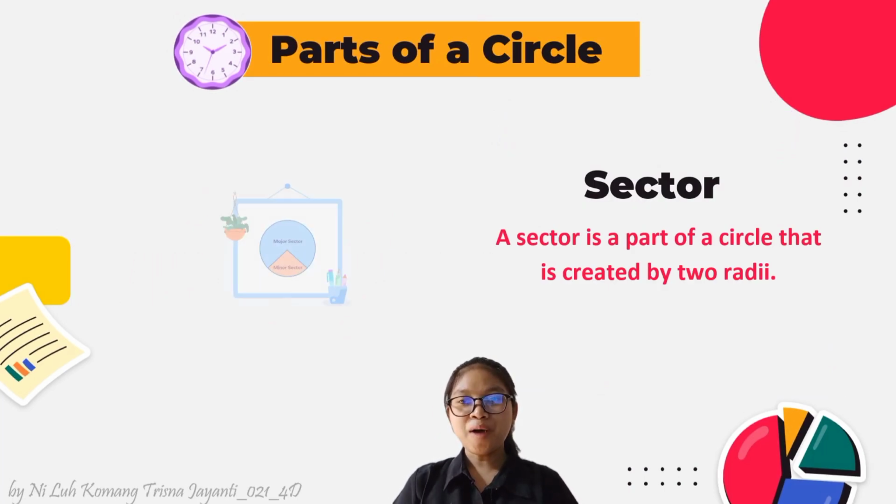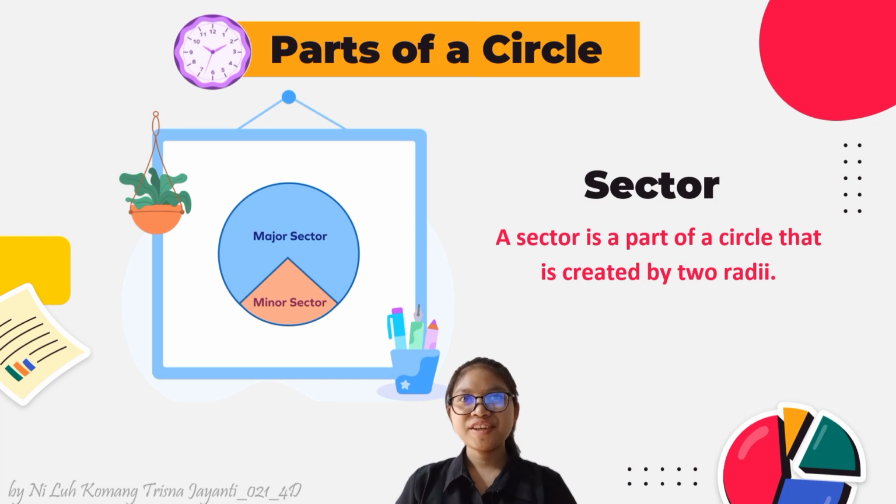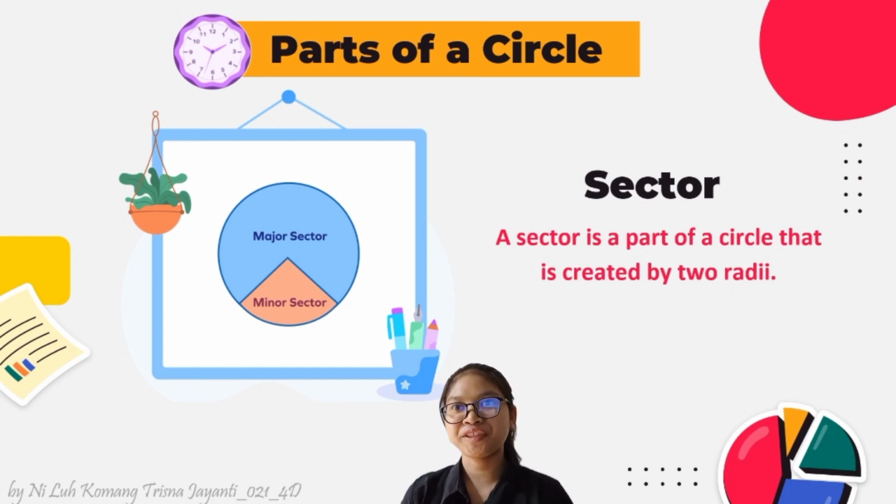Sector. How about the sector? A sector is a part of a circle that is created by two radii. There are two types of sectors, major sector and minor sector. The sector of the circle that occupies the larger portion is called the major sector. The sector of the circle that occupies the smaller portion is called the minor sector.